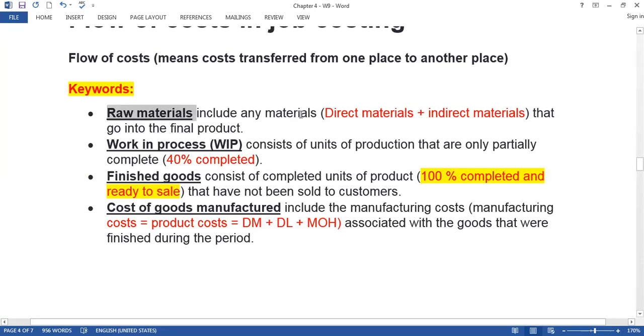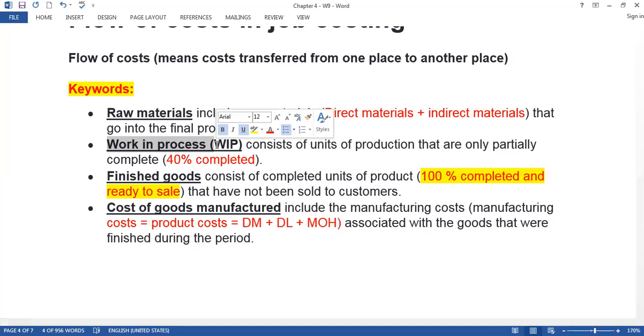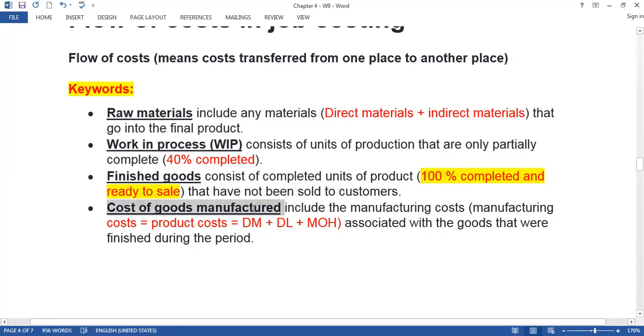Raw materials include direct materials and indirect materials. Work in process means the product is not yet completed; it is still in the process. It may be 30%, 40%, 60%, 90%, but not 100%. You cannot use this product and you cannot sell it. But when the product becomes 100%, it is called finished goods, and we can use it or sell it. And cost of goods manufactured means the product cost or manufacturing cost.